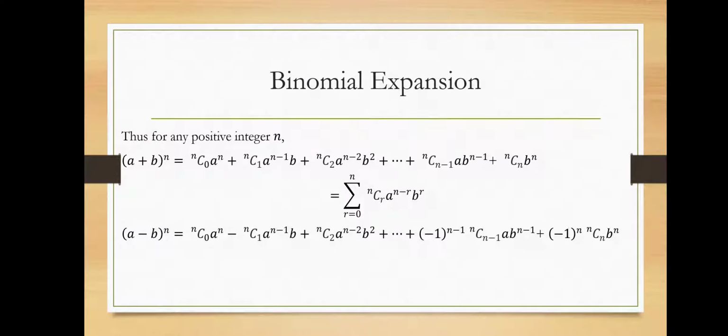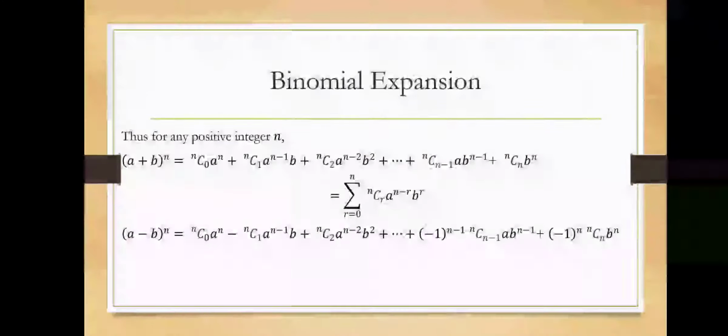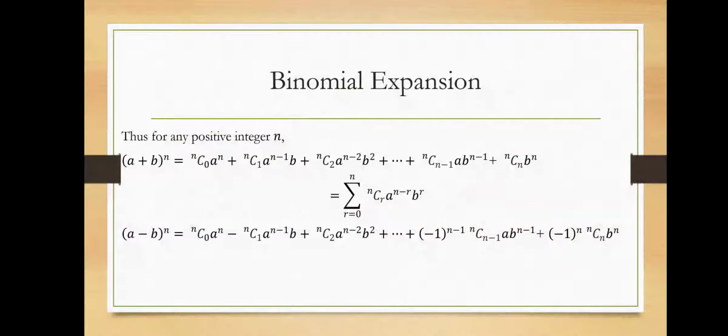Same way, a minus b whole to the power n will have alternating plus and minus signs. Why? Because as b is replaced by minus b, all odd powers of b will have that negative sign. So that minus sign will continue till the last term, depending on the power. If the power is even, the last term will be positive. If the power is odd, the last term is going to be negative. And this also can be condensed into the summation of r equals 0 to n, minus 1 to the power r, nCr a to the power n minus r times b to the power r.